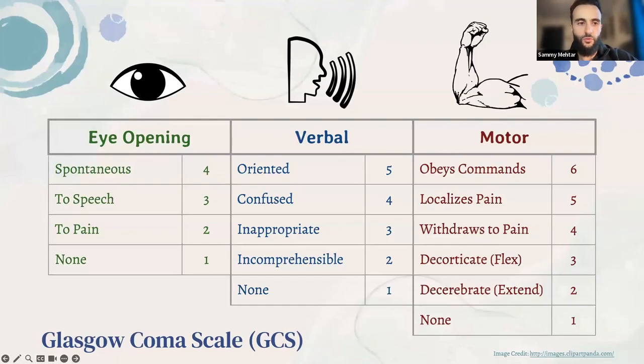If they're confused, they get a score of 4. If they respond with inappropriate words, then it's a 3. If you can't understand what they're saying, they're just mumbling, for example, or saying something incomprehensible, it's a 2, and no response would be a 1.